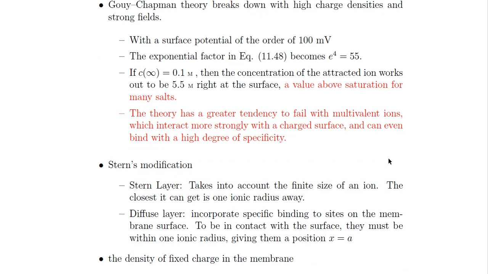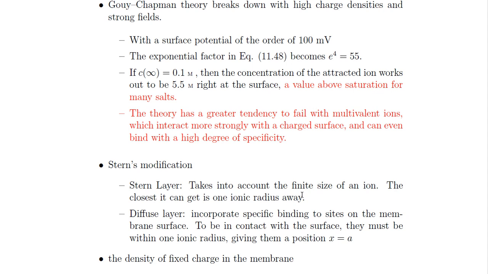So we have the Stern modification. The Stern layer takes into account the finite size of an ion. So here, the finite size of an ion: how big is the Na+ ion, and how big is the Ca2+ ion. So the closest it can get is one ionic radius away.